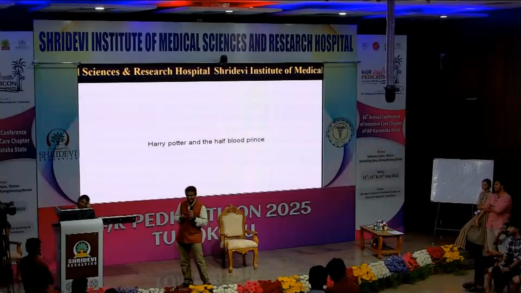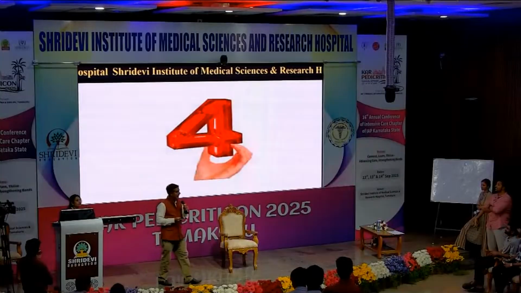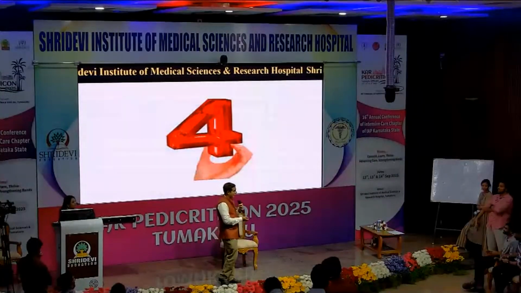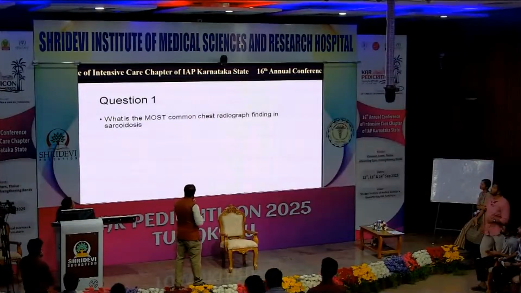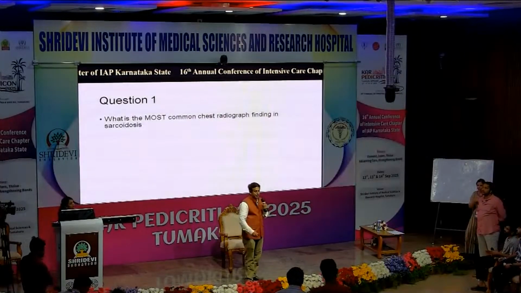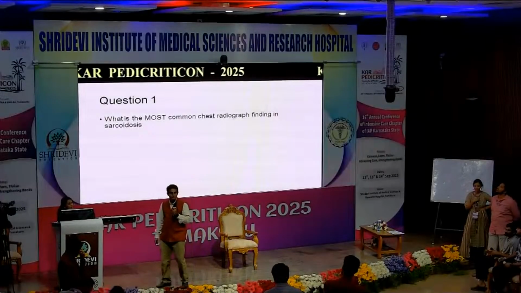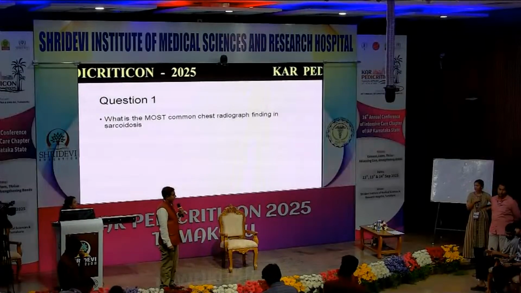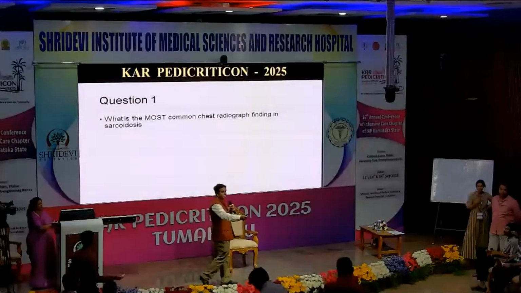It's nice. Okay. Round 4. So again, it starts from team E. You ready? We'll start now. What is the most common chest radiograph finding in sarcoidosis? Others can write. Time up. Those who have written, please give us slips.